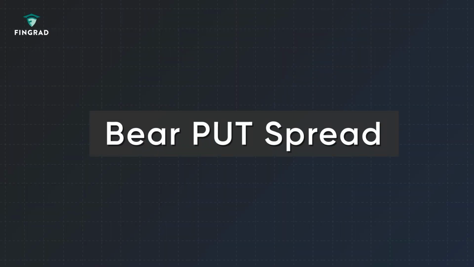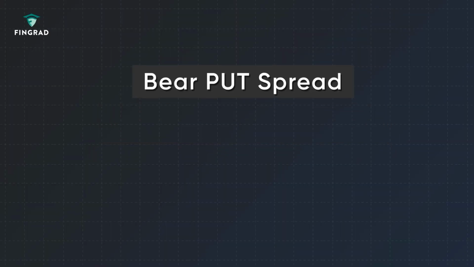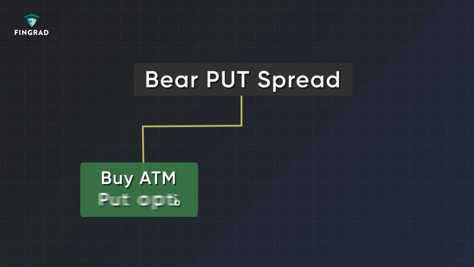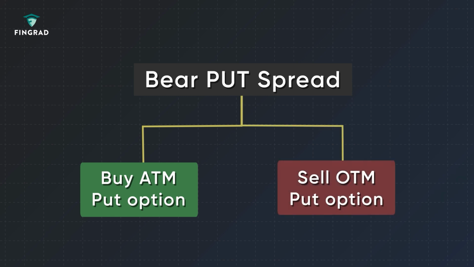Now let us understand what legs we use while implementing the strategy of bear put spread. Under this strategy, for starters, you buy one at the money put option. Remember, you buy one at the money put option and you sell or write one out of the money put option. So you have both a buy position and a sell position running, which is why your profit is capped and your loss is also capped.